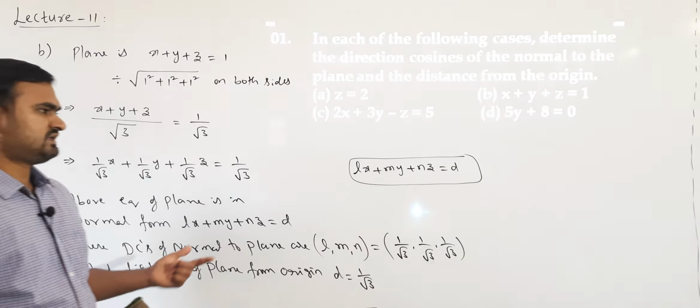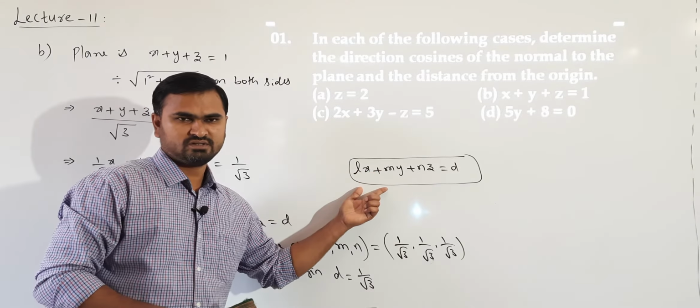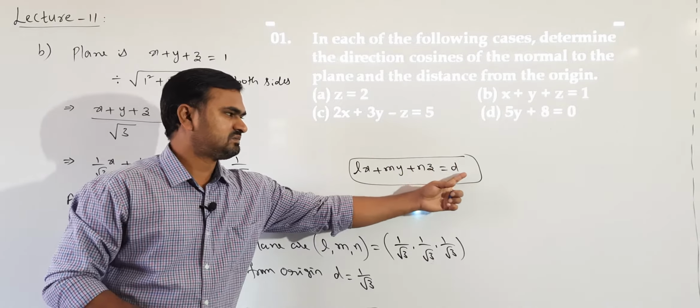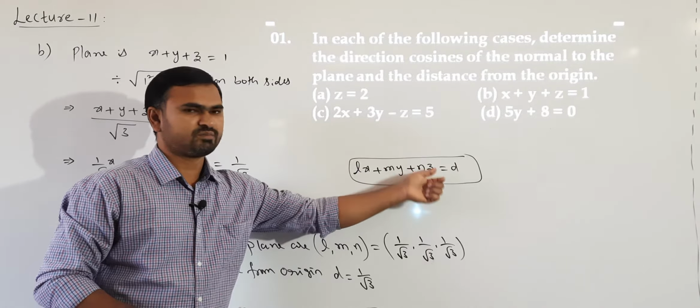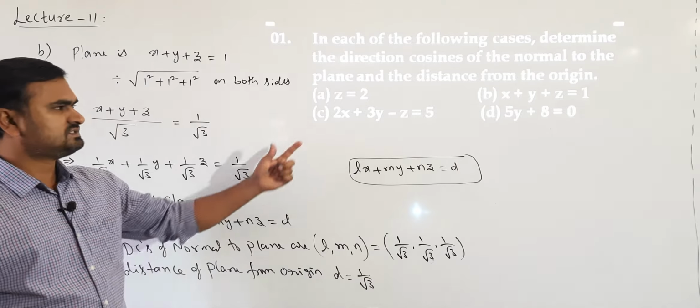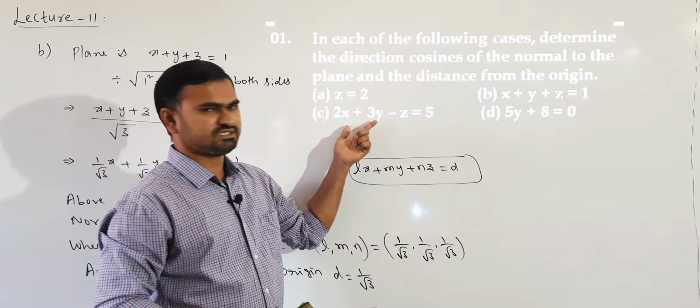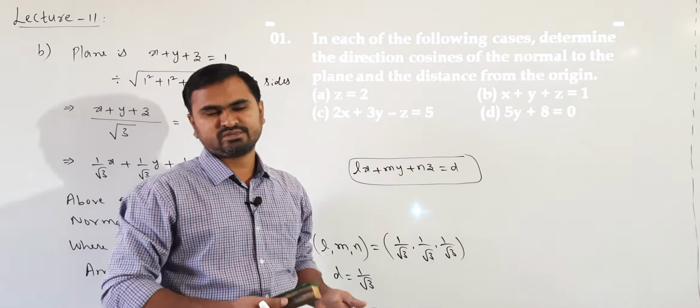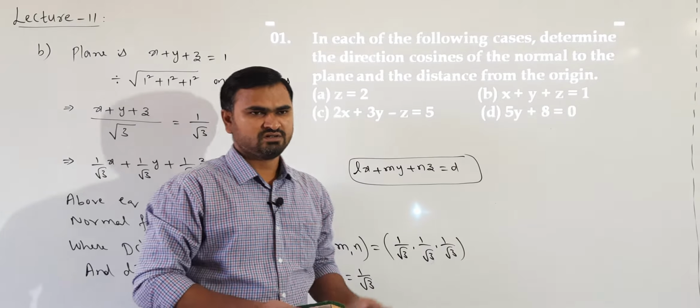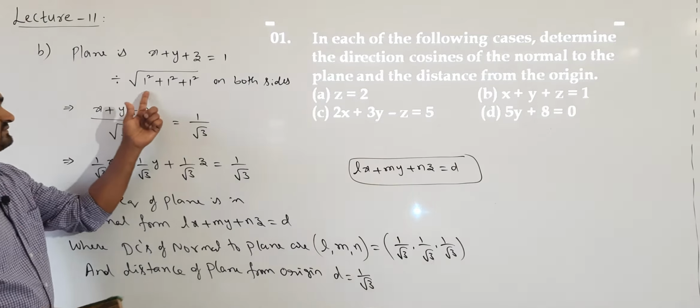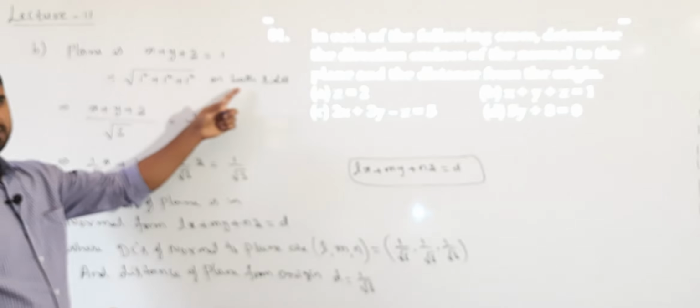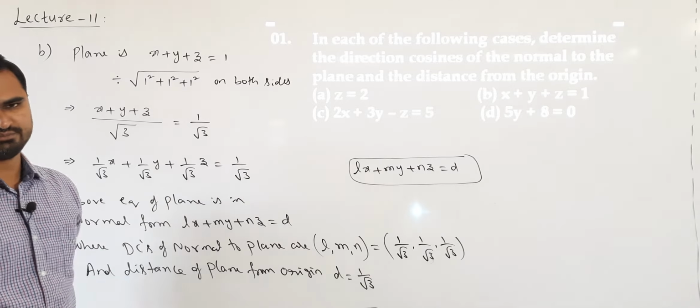Understand? So whenever plane equation is in normal form, then only we can write distance from origin and DCs of normal to plane. So these equations of planes are given in general form, ax plus by plus cz is equal to d form. So by dividing root of a square plus b square plus c square on both sides, now we can convert into normal form. Understand?